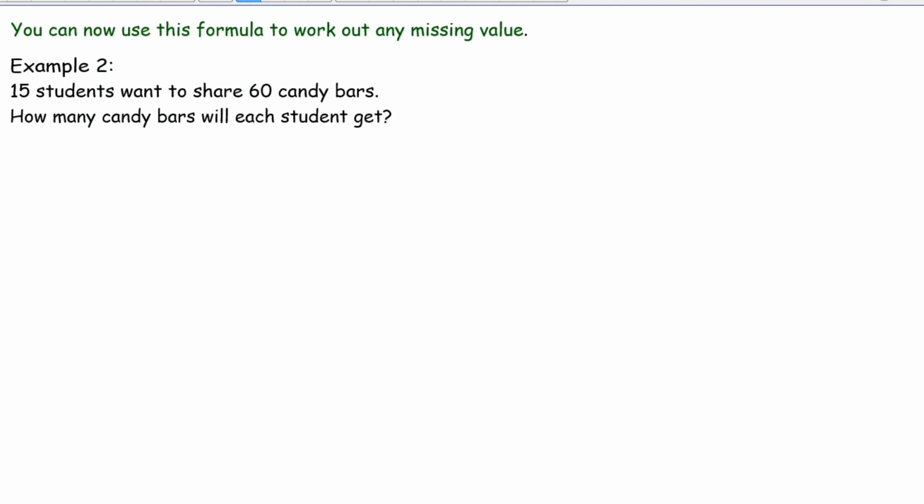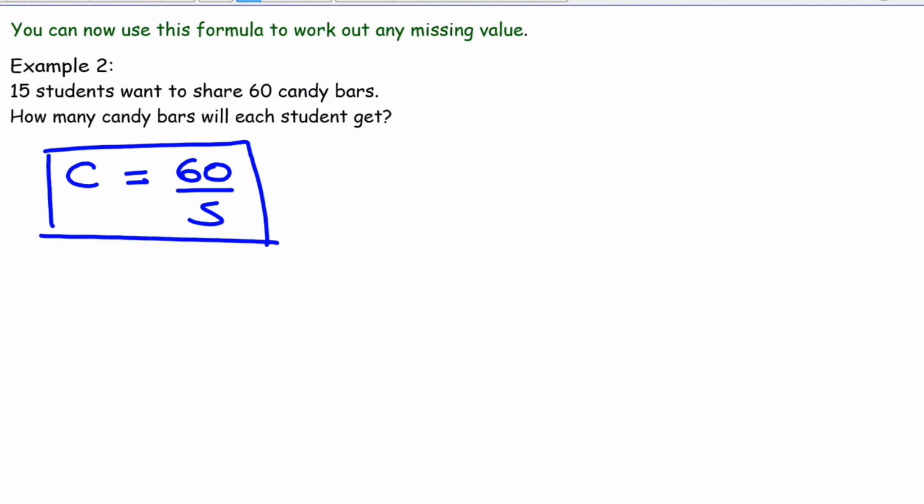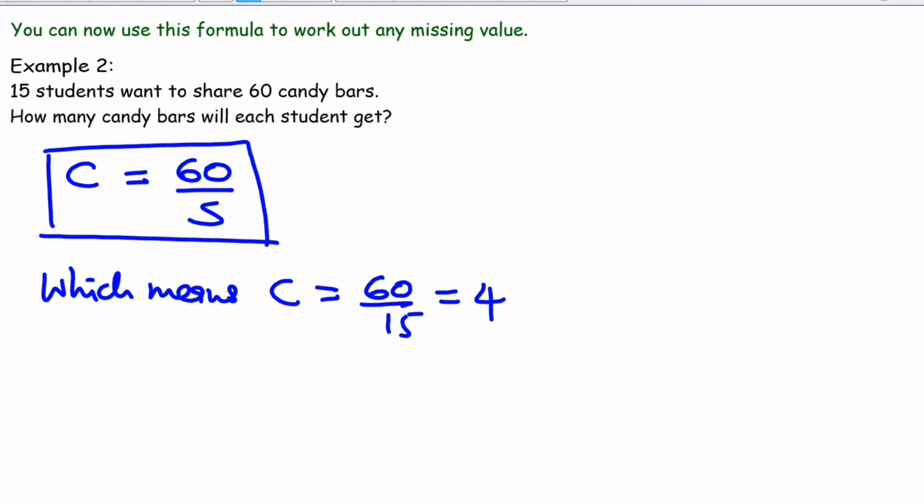So 15 students want to share 60 candies. How many candy bars will each student get? Now the formula is C is equal to 60 divided by S. That's the formula that we came up with from the previous page, which means that the number of candy bars, if there are 15 students, will be 60 divided by 15, and that will give us 4 candies. So each student will get 4 candy bars.